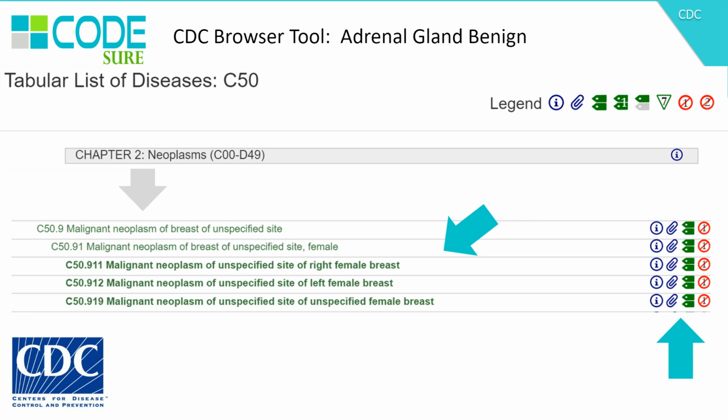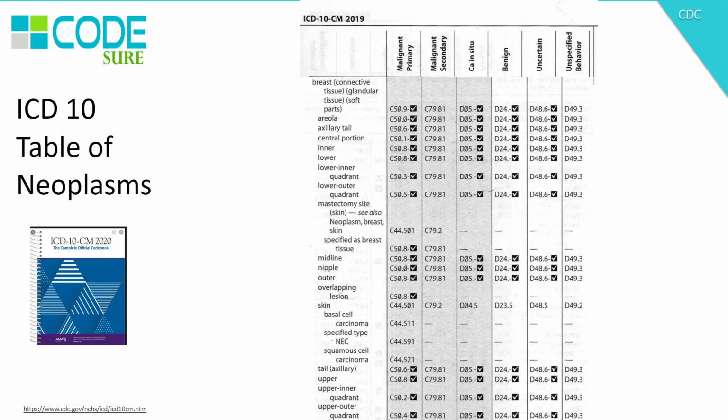That's familiar because we know C50 or C codes are all part of the neoplasm table. Malignant neoplasm of unspecified site of right female breast. That sounds like the proper code. Let's learn more about it. Let's compare our CDC Browser Tool return with the returns from the code manual. And there we have breast, malignant primary, C50 code. So that's how your codes look in the code manual as compared to how they appear with the CDC Browser Tool return.